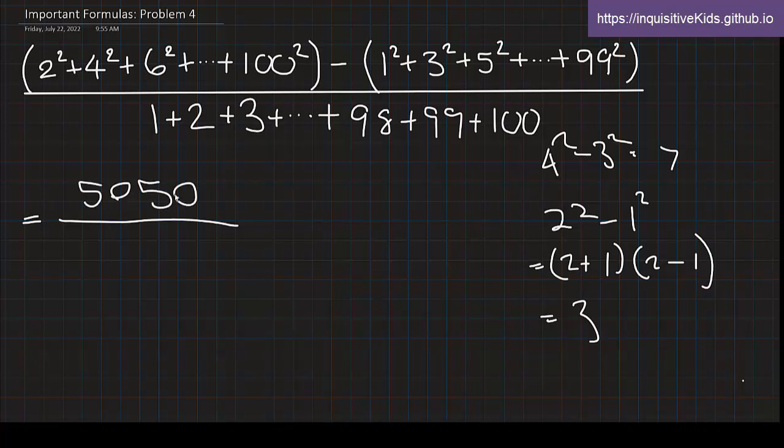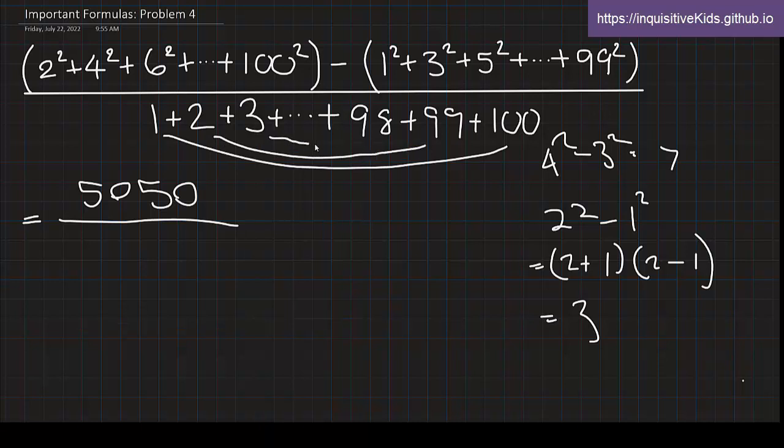And now the bottom is easier, right? We pair it up. The smallest with the greatest, the second smallest with the second greatest, the third smallest with the third greatest, and all of that. And what is 1 plus 100? That would be 101. And then 2 plus 99 is also 101.